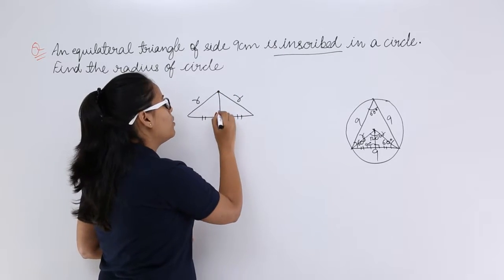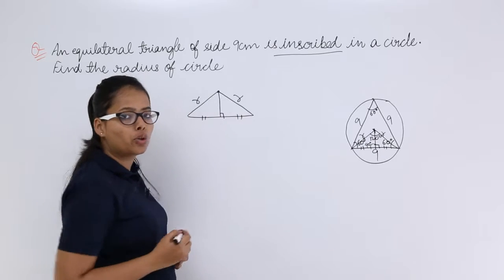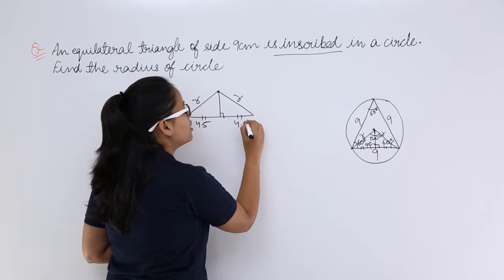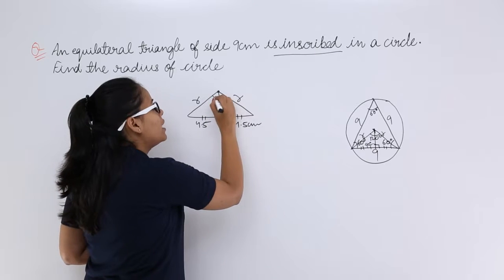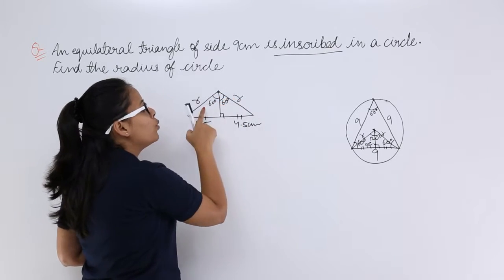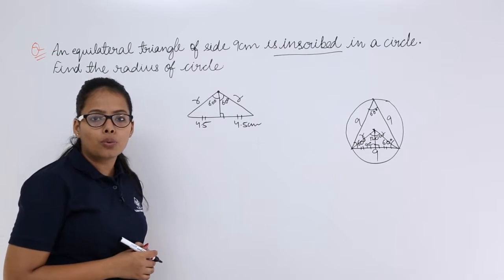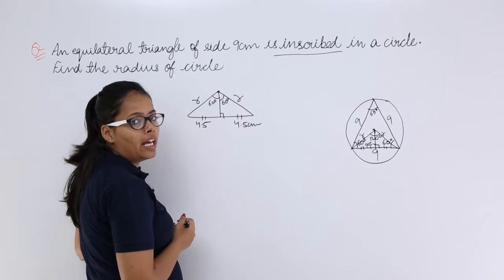Whenever we draw a perpendicular from the center of a circle on a chord, this will divide the chord into two equal halves. So this length will become 4.5 and this length will become 4.5 as well. This will be dividing the angle at the center as well. Why? Because you know that these two triangles are congruent according to the RHS rule. So that's why this will be dividing the angle as well.